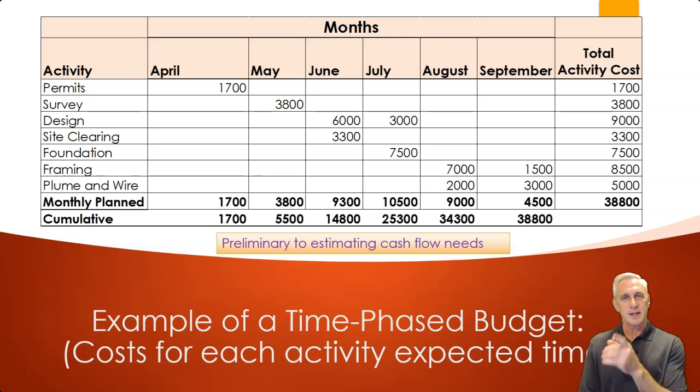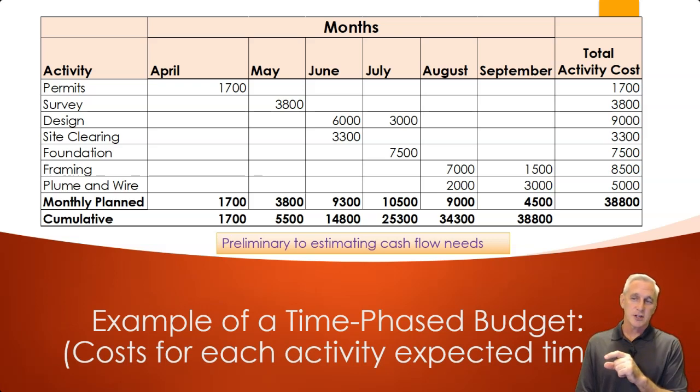Then our monthly plan, now we can break down how much money are we actually going to need to spend each month, because that changes now, because we may have more than one thing happening at the same time. So notice April, May doesn't really affect us, but man, in June, July, August, and September, we actually have more money being spent. So you notice in June we're spending $9,300. July we're spending $10,500. So our cash flow needs are going to be different during those months than say the month of April when it was only $1,700 in requirements.